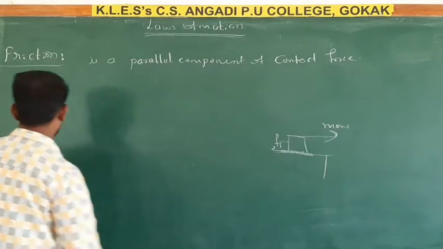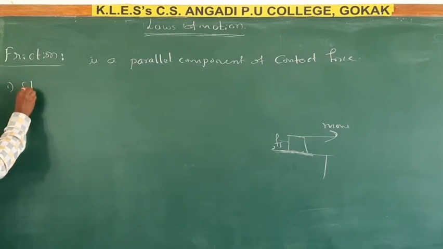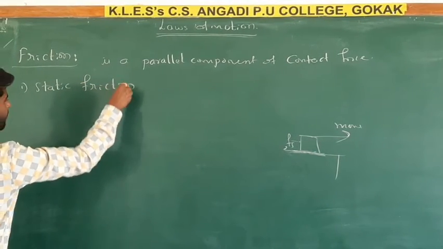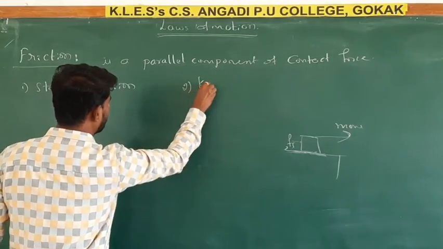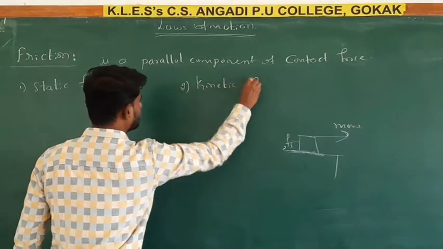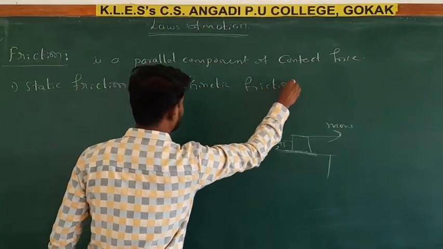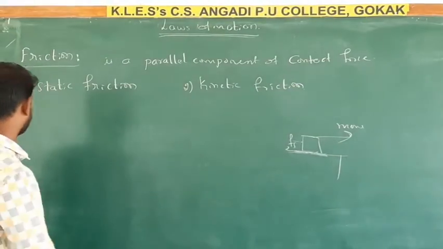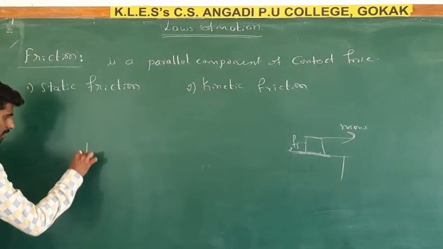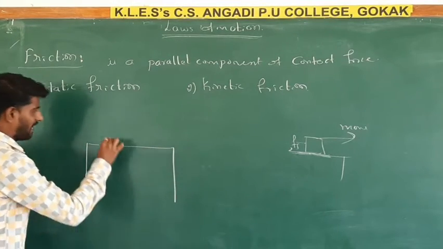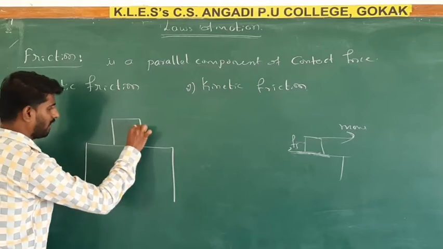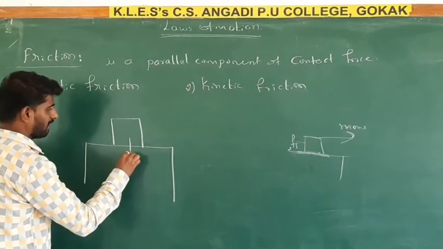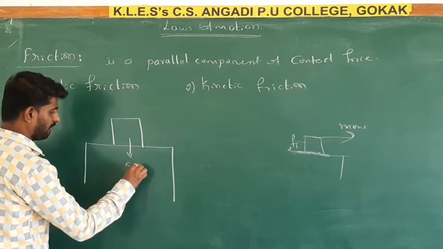we studied this friction under two headlines, as static friction and second one as kinetic friction. So what is static friction? Okay, see, so there is a larger body and a smaller body is lying over it. Okay, so for example its weight is 50 Newton.